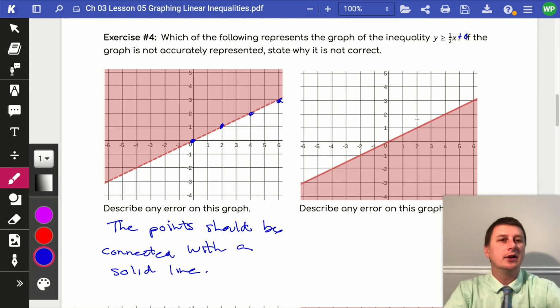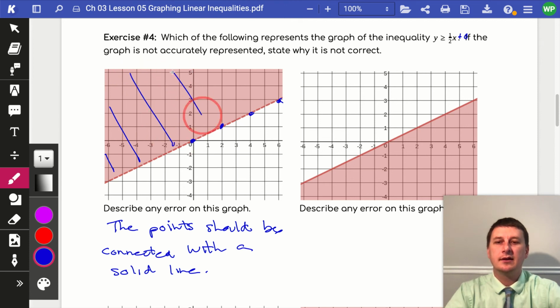So if we're going to look, it's y is greater than or equal to. The last thing we wanted to do was see where it's greater than this line, and we want to shade up. Is this graph shaded up? And the answer here is yes, our graph is shaded up right here. So that was the only error made.